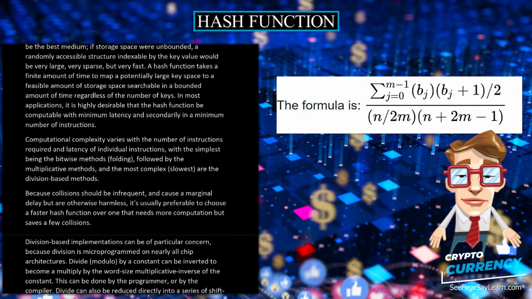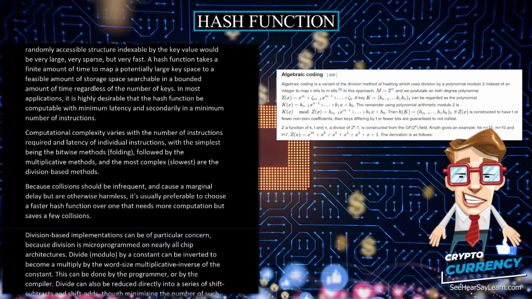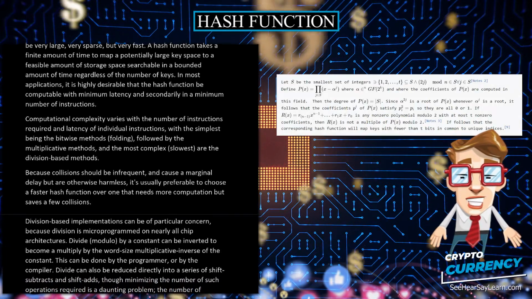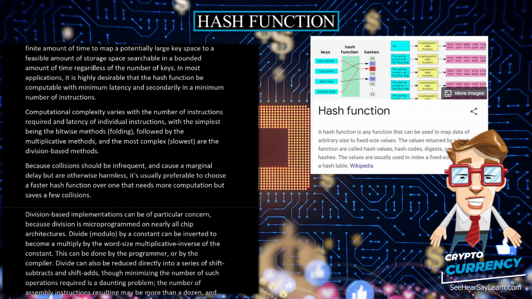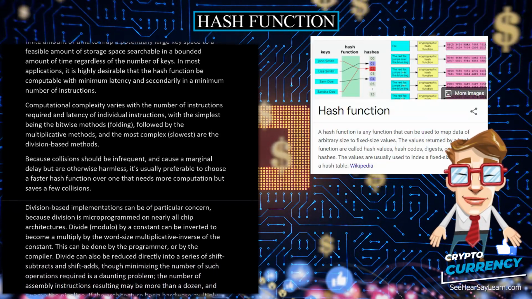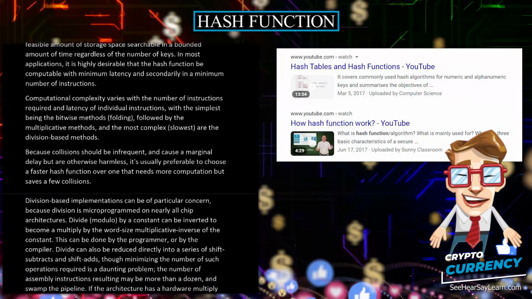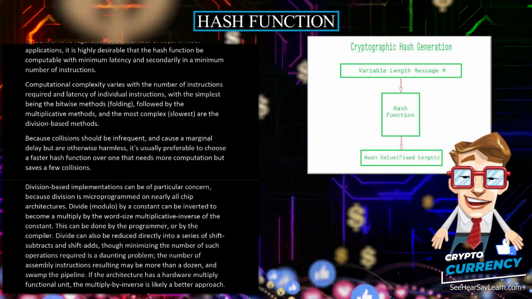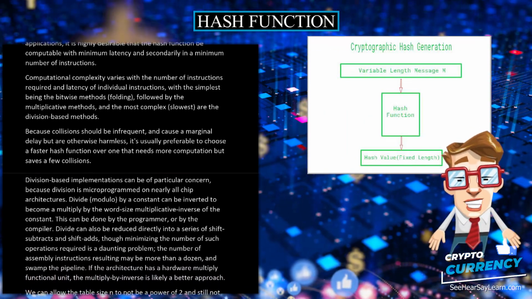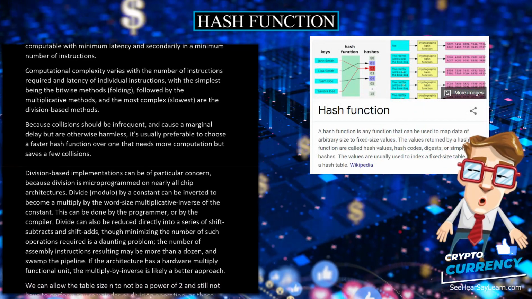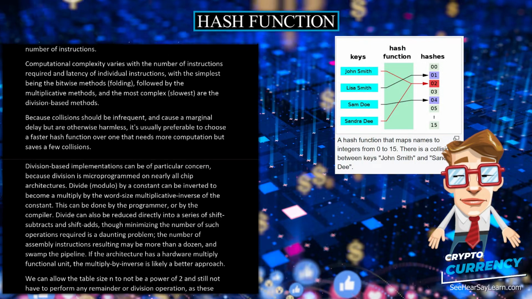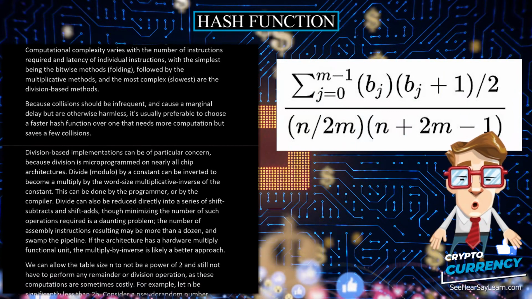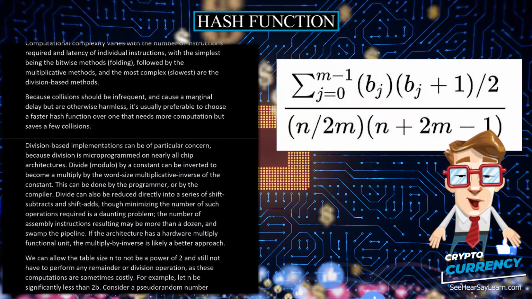Division-based implementations can be of particular concern, because division is micro-programmed on nearly all chip architectures. Divide, modulo, by a constant can be inverted to become a multiply by the word size multiplicative inverse of the constant. This can be done by the programmer, or by the compiler. Divide can also be reduced directly into a series of shift-subtracts and shift-adds, though minimizing the number of such operations required is a daunting problem. The number of assembly instructions resulting may be more than a dozen, and swamp the pipeline. If the architecture has a hardware multiply functional unit, the multiply by inverse is likely a better approach.